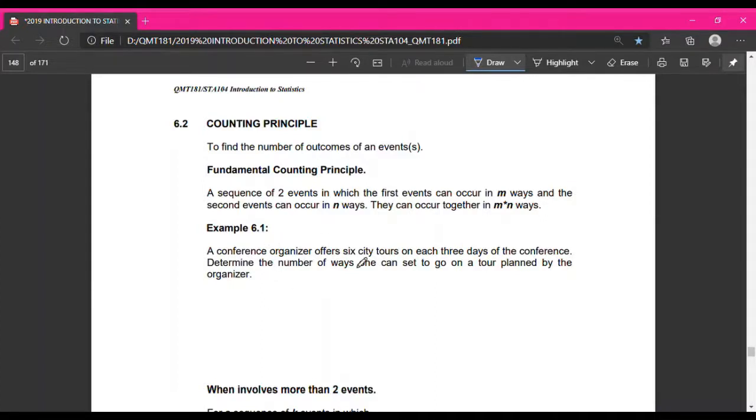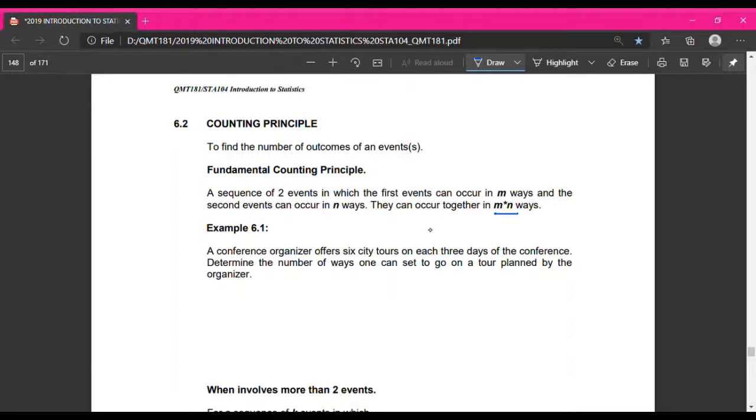Okay, yang pertama, a fundamental counting principle, a sequence of two events in which the first event can occur in m ways and the second event can occur in n ways. They can occur together in m multiply n ways. Okay, m multiply n ways. Just darab saja how many ways the first event can occur dan how many ways the second event can occur. Okay, so for example, a conference organizer offers 6 city tours on each 3 days of the conference.